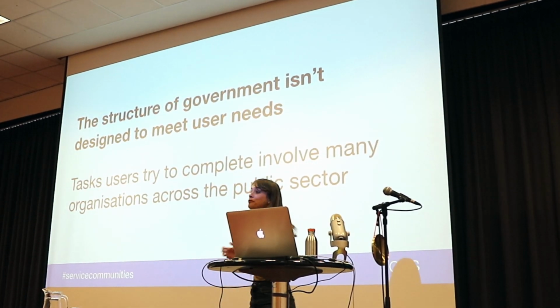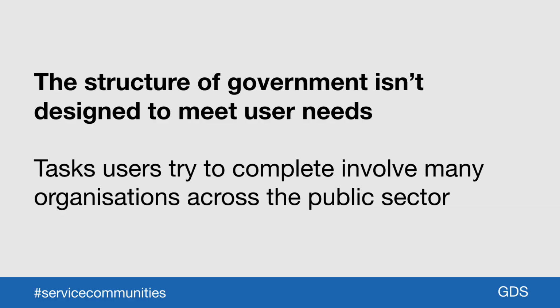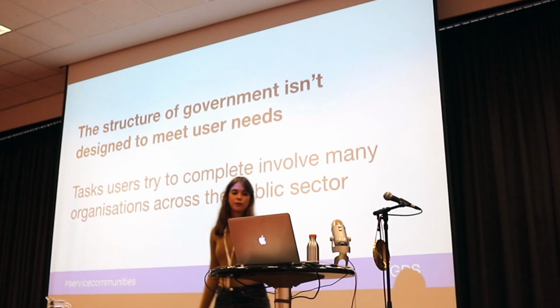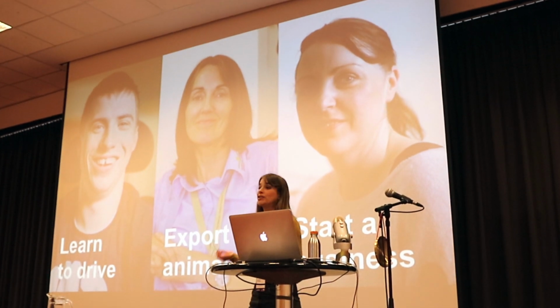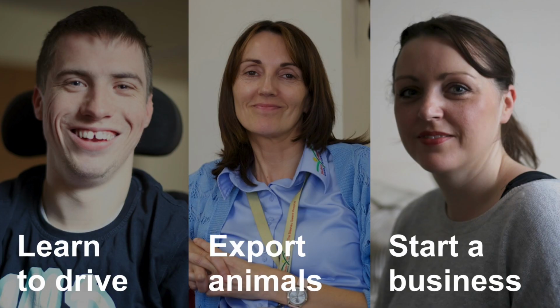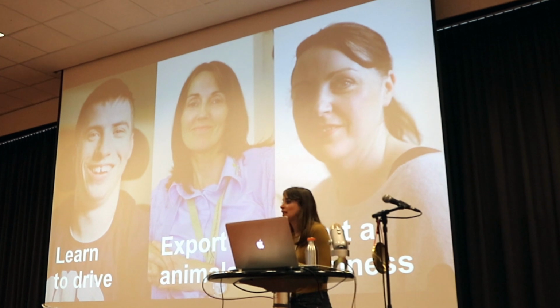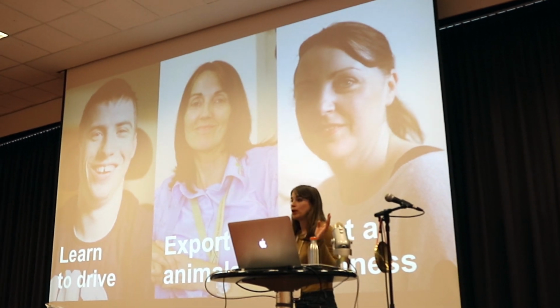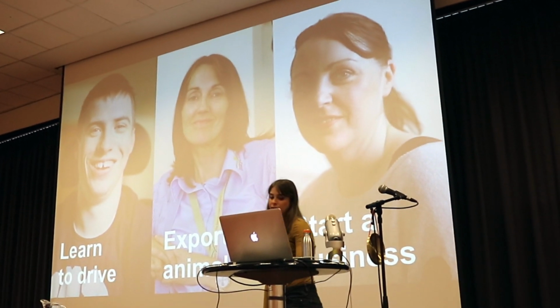So this is the problem for us in the UK government. The structure of government isn't really designed to meet user needs. Because the tasks users are trying to do may involve multiple organizations that they'll have to interact with. For example, users are trying to learn to drive, to export animals, to start a business. They don't see individual tasks, they see complete end-to-end journeys, which we've named like these.